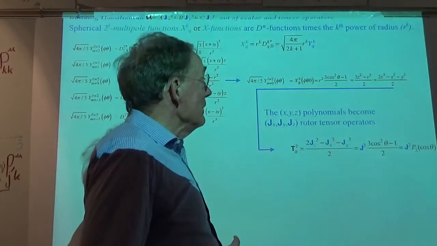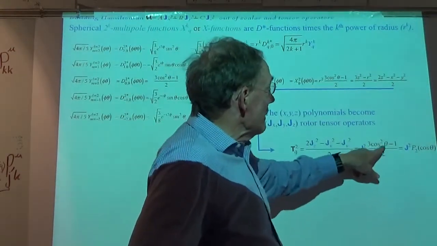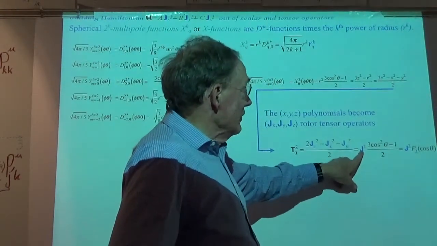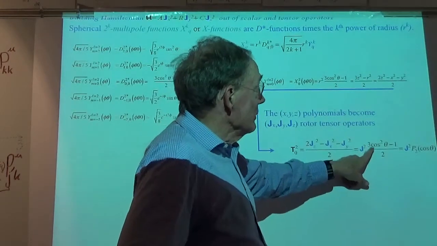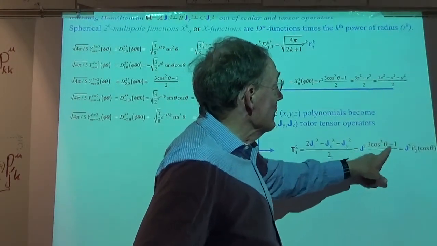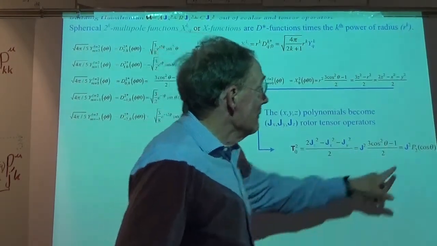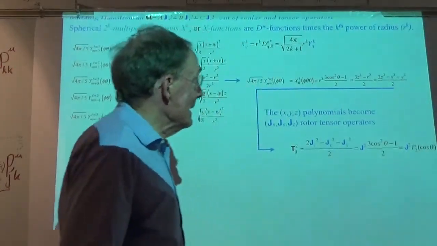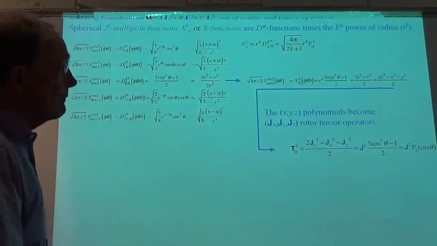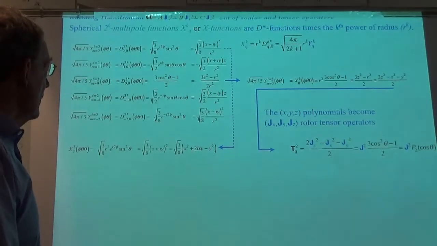Okay. Another way to write it is this way. That's total magnitude J squared times 3 cosine squared theta minus 1. That's the Legendre polynomial, P2 of cosine theta. Okay? Just to try every different notation I possibly can think of.